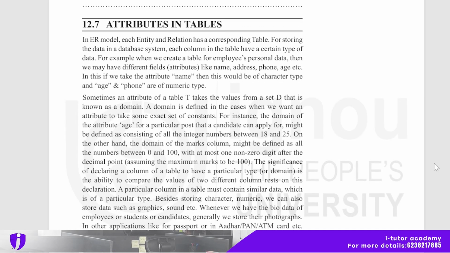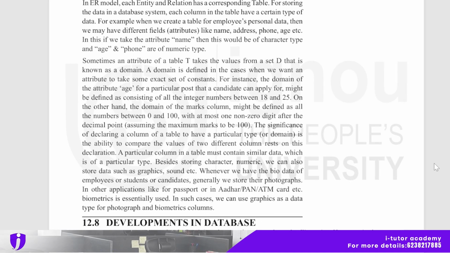Next is attributes in tables. In the ER model, each entity and relation has a corresponding table. For storing the data in a database system, each column in the table has a certain type of data. For example, when we create a table for employees' personal data, then we may have different fields like name, address, phone number, age, etc. In this, if we take the attribute name, then this would be of character type, and age and phone are numeric type.